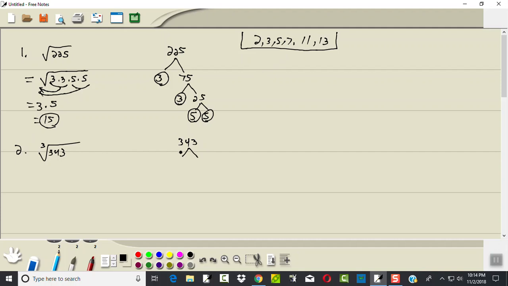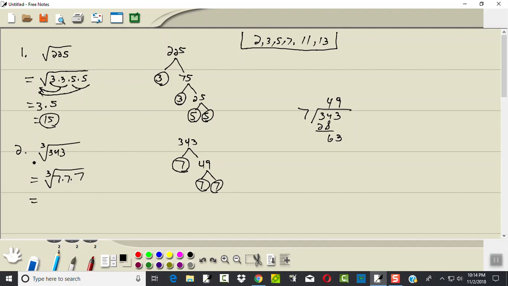7. Let's see. 4, 28, 63. Okay, it is. 7 times 49. 7's prime, so I circle it. Now 49 is 7 times 7, and both those are prime, so we circle them. So this becomes the cube root of 7 times 7 times 7.